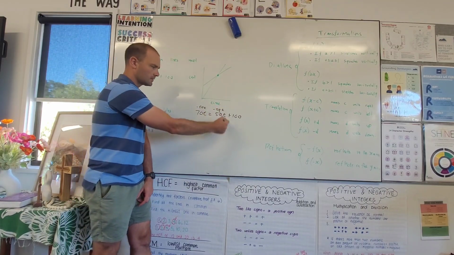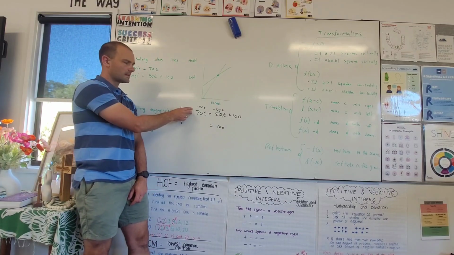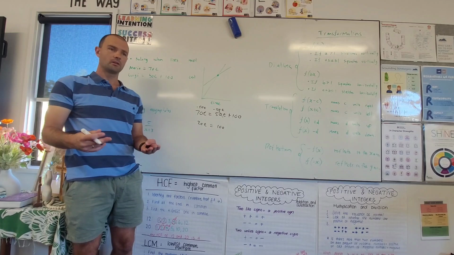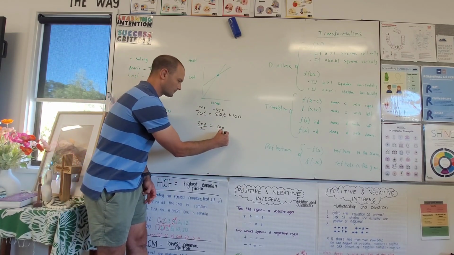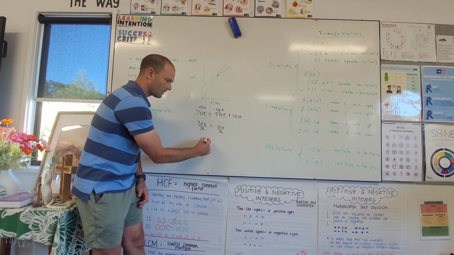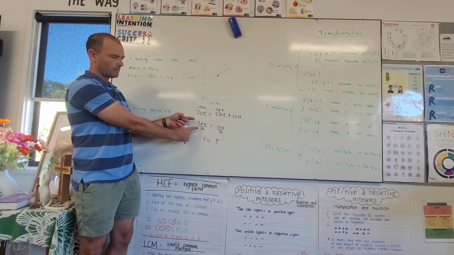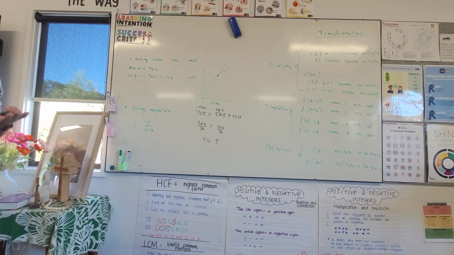It would cancel here, so we'd be left with 100 on the right-hand side, and on the left-hand side we would have 20t. 20 times t equals 100. How do I get t by itself? Divide both sides by 20. 100 divided by 20 is 5. Here we have 20 at the top, 20 at the bottom. It will cancel. So they intersect when t is 5.